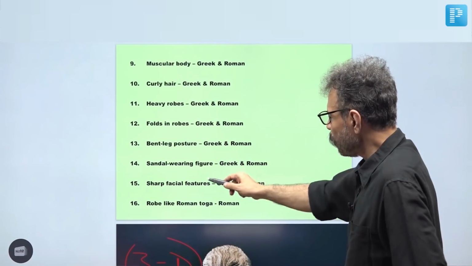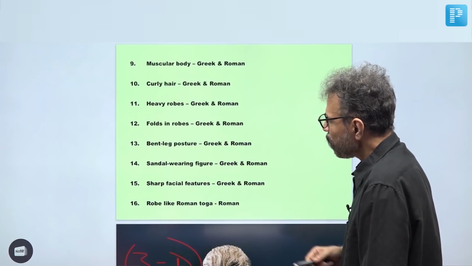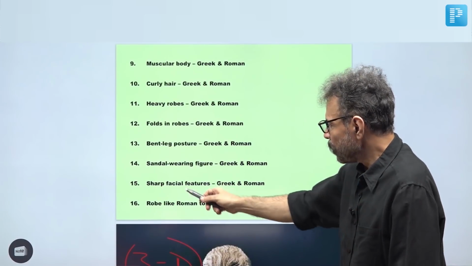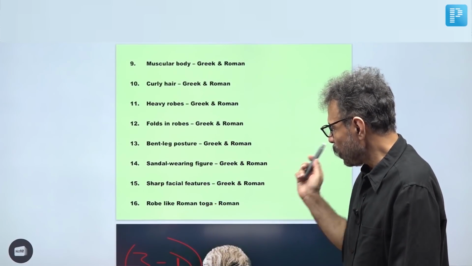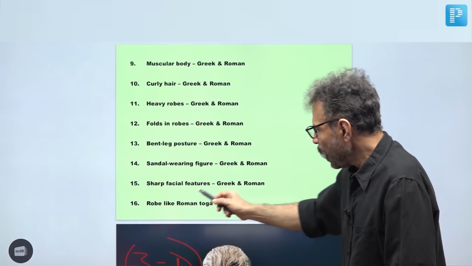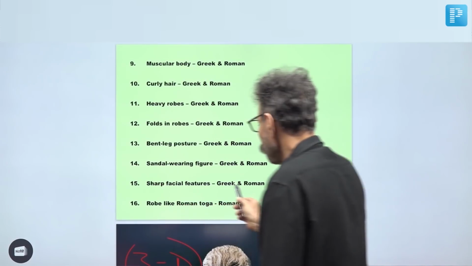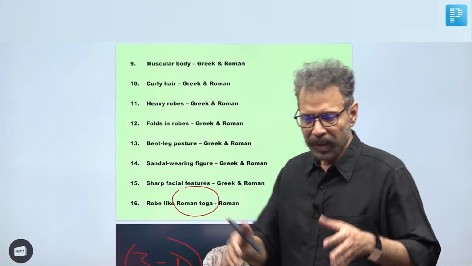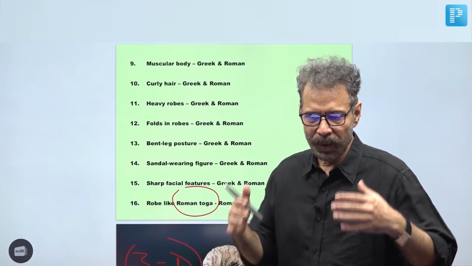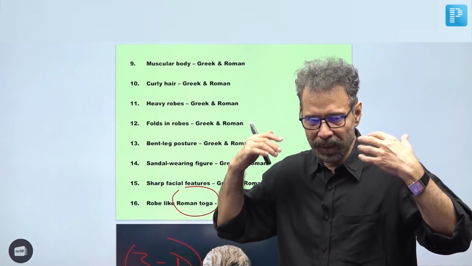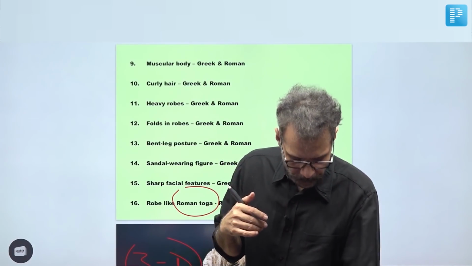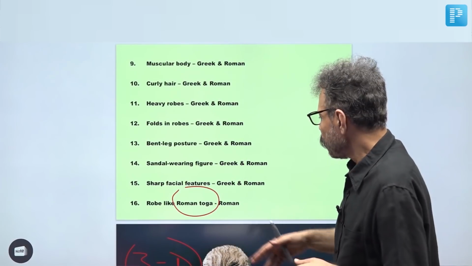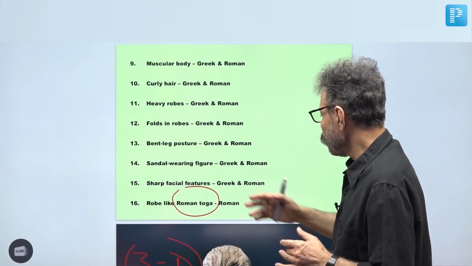Next is sandal wearing figures, meaning figures wearing sandals. That is also Greek and Roman. Next is sharp facial features, as I have shown in one image, Greek and Roman. And robe like Roman toga. Roman toga is a specific kind of garment. This is a huge, thick garment which covers the whole body, from the shoulder down to the lower part of your leg. So this is Roman influence.